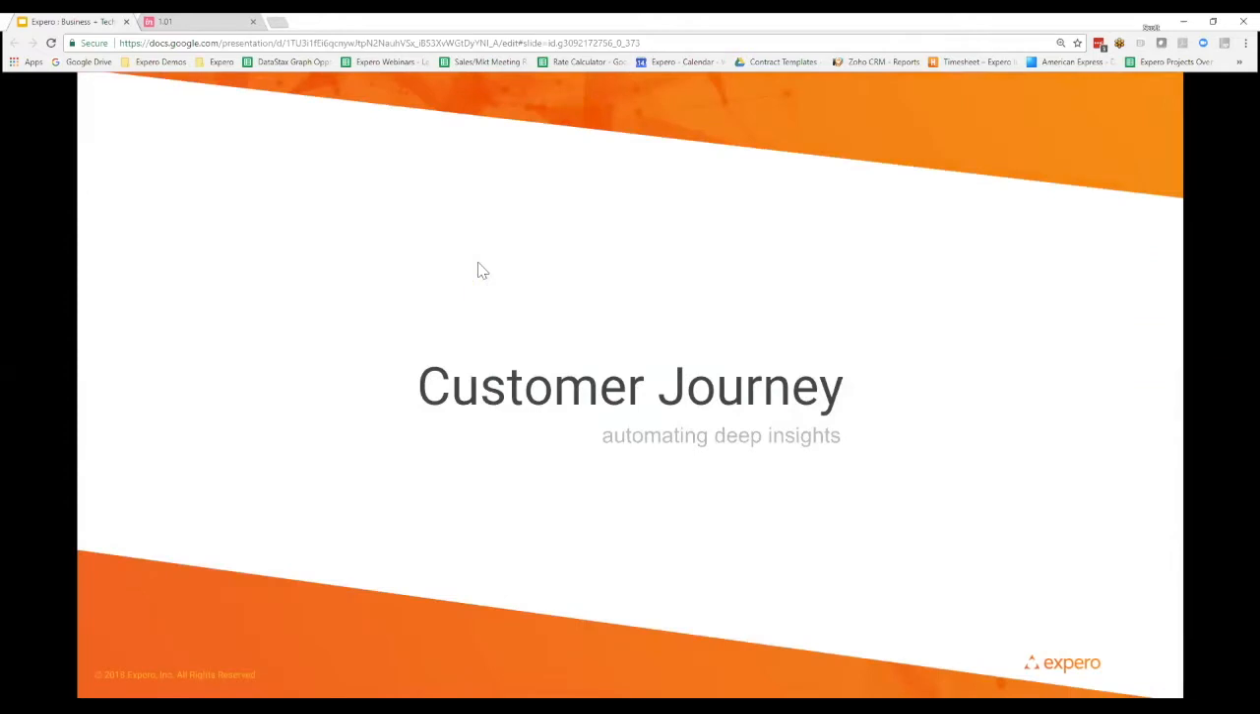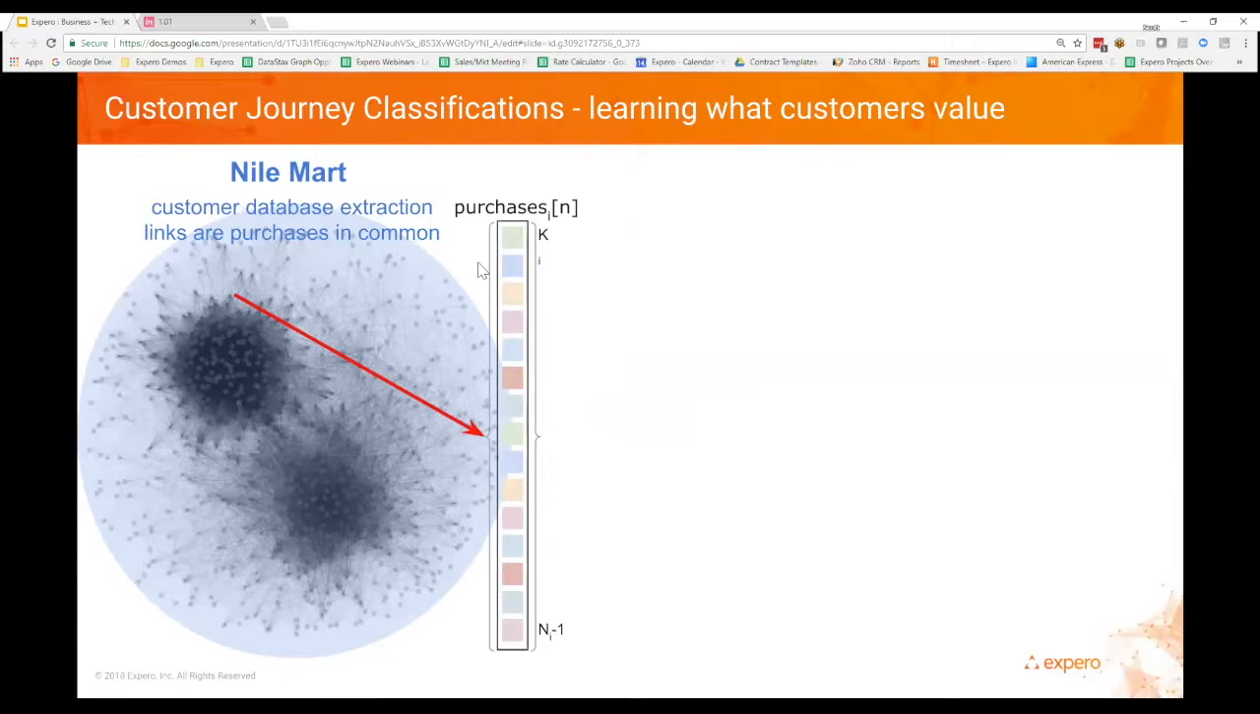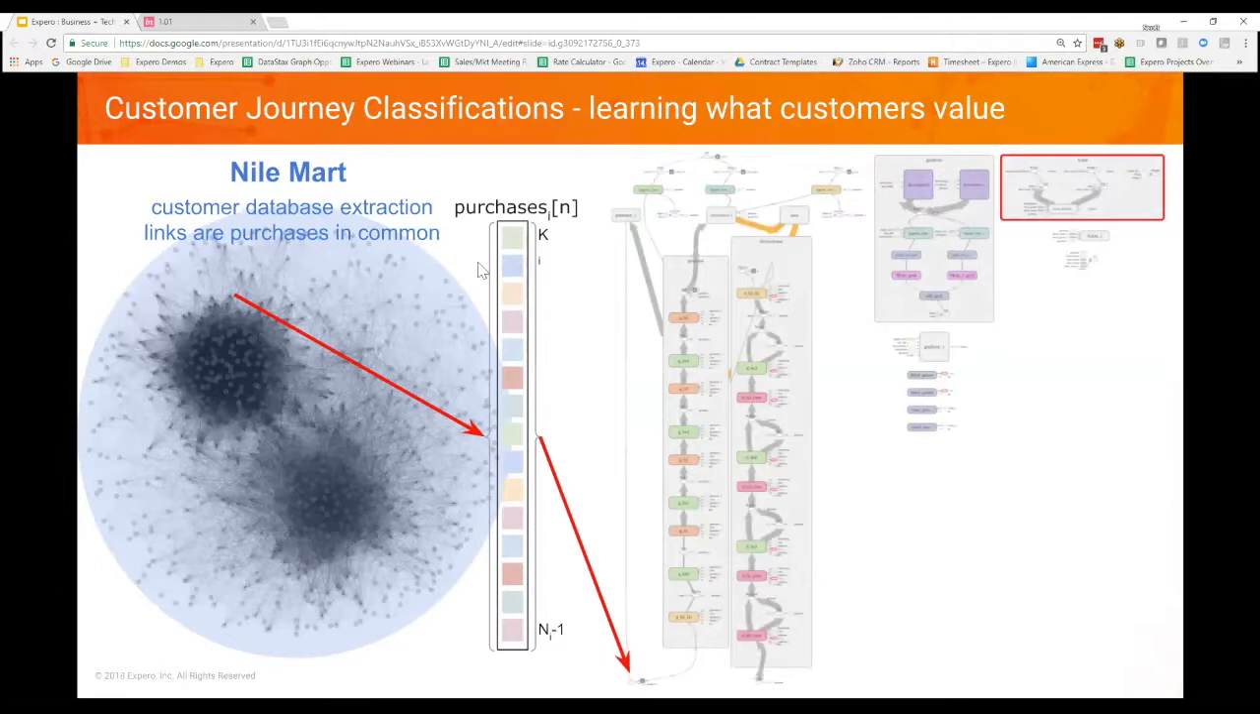Additionally, and this is maybe the biggest insight of all, is where are your customers in the customer journey? So here's a fake name for one of our customers who's a big box store. And we're using this graph. This is an extraction of a customer database. The edges in this graph are the purchases in common between customers. We take this information, we build up a so-called feature vector, and we input that information into our deep learning system.